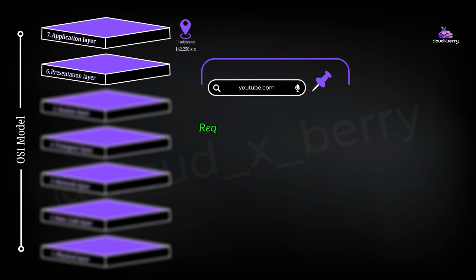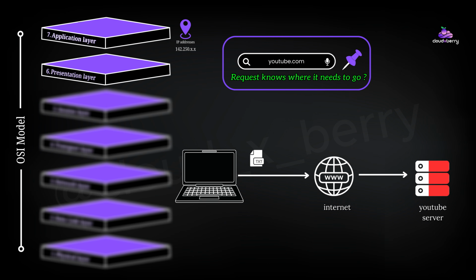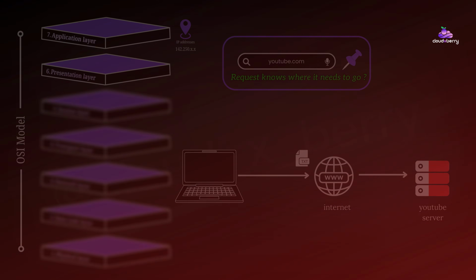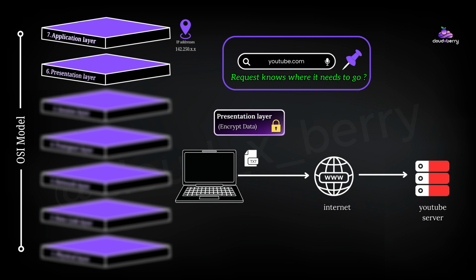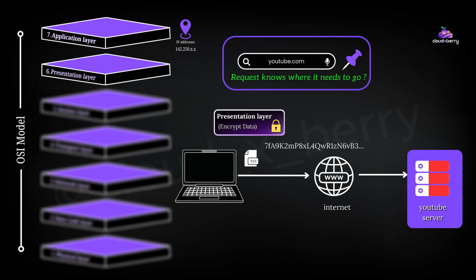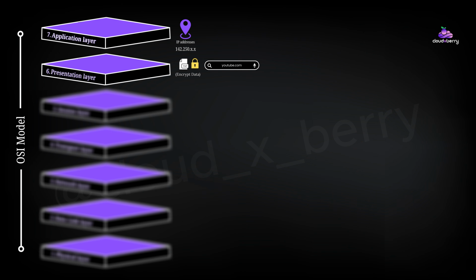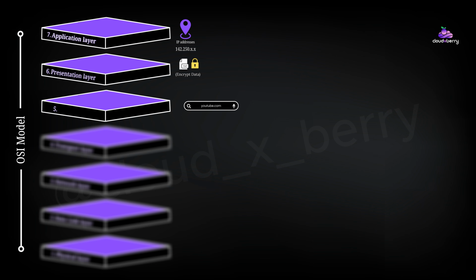At this point, the request knows where it needs to go. But sending data across the Internet in plain text would be risky. Anyone intercepting the traffic could read it. So before the request leaves your computer, the presentation layer encrypts the data. Now only YouTube can properly understand it. With the data prepared and protected, the request moves to layer 5, the session layer.